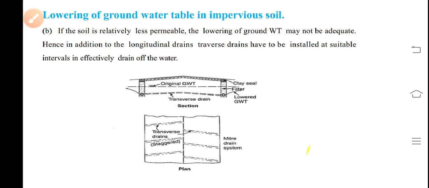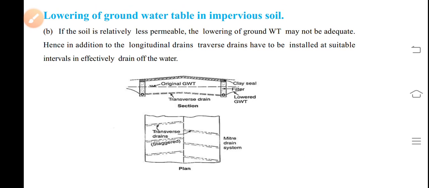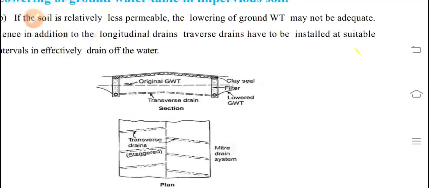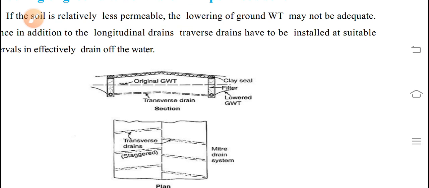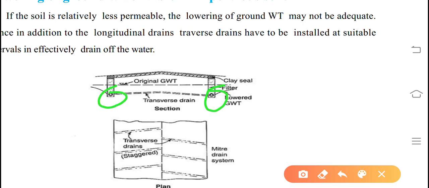Lowering of groundwater table in impervious soil. If the soil is relatively less permeable, the lowering of groundwater table may not be adequate. Hence, in addition to the longitudinal drains, transverse drains have to be installed at suitable intervals to effectively drain off the water. Not only longitudinal trenches along with the drain pipe, but also cross drainage in the lateral direction, perpendicular to the longitudinal drains, at suitable intervals if we provide.